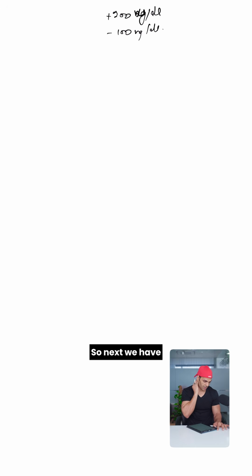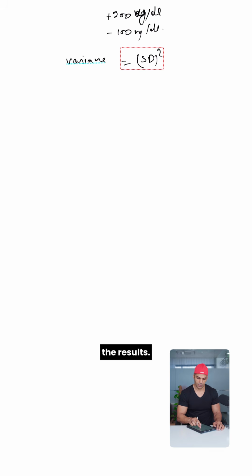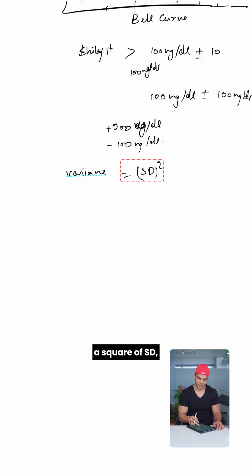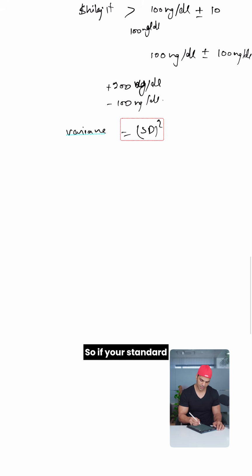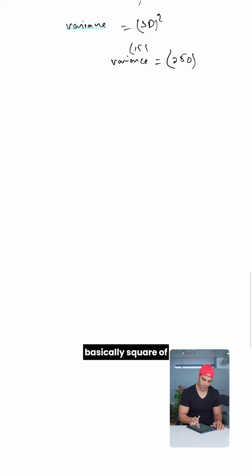So next we have to discuss variance, obviously. Variance basically is a measure of how much variance there is in the results. It's just the square of SD, which is standard deviation. So if your standard deviation was 15, your variance would be somewhere around 250. So variance is basically the square of standard deviation.